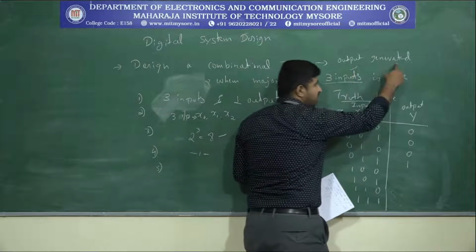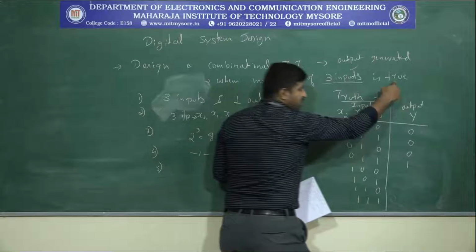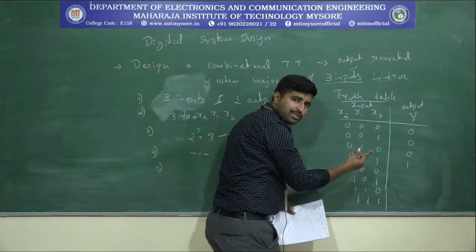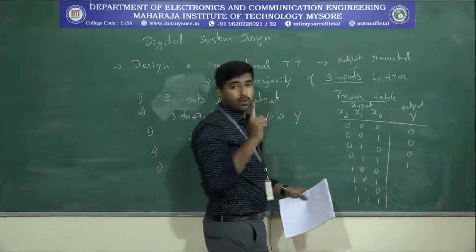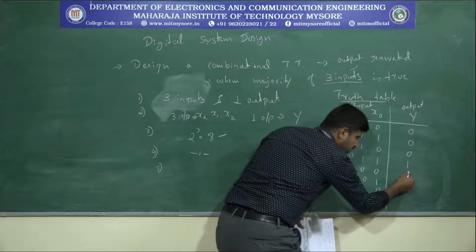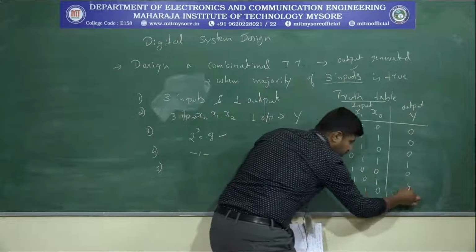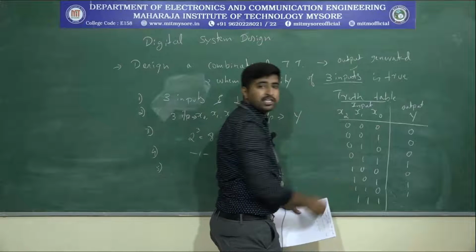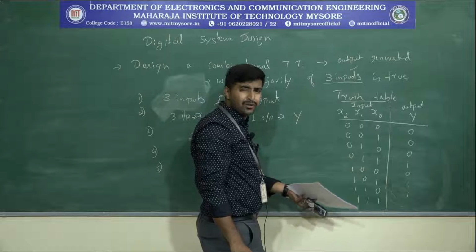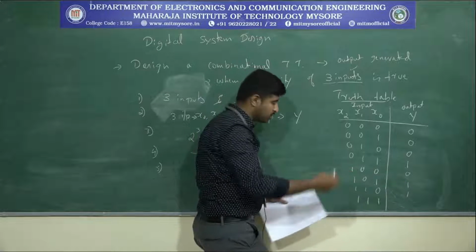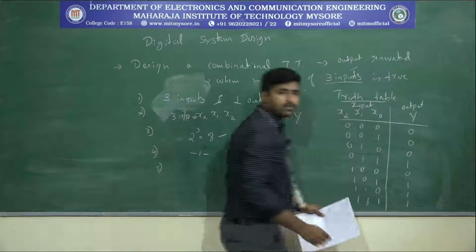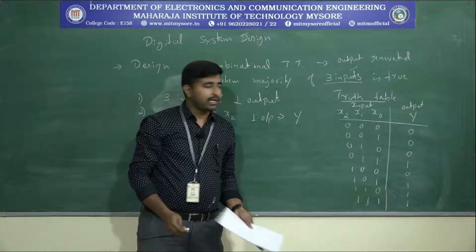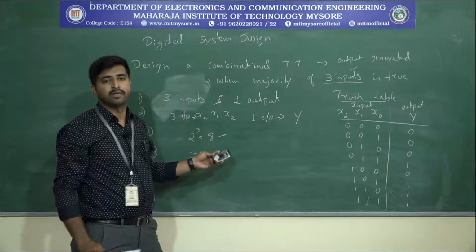So now output is generated when the majority of the 3 inputs is true. The majority of the 3 inputs means 2 true ones are there, which indicates the output is 1. So like that 1, 0, 0, 0, 1, 0, 1, 1, 1, 1, 0, 1, because in these two cases also the majority of the inputs are true. So the output will be true. That means logic 1. So 1, 1, 1, 1. This is how we are going to get the truth table. We have constructed the truth table for this problem statement.